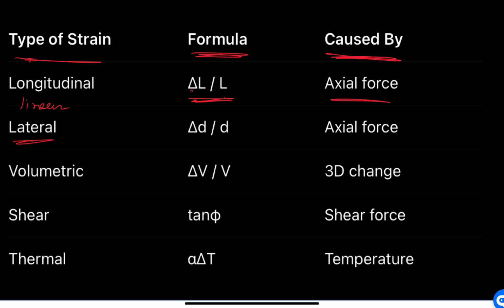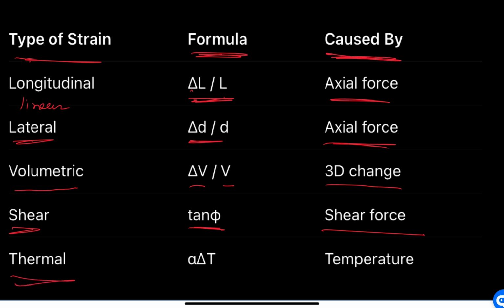Then the lateral strain has its equation, and it's also because of the axial force. The volumetric strain is the change in volume divided by original volume. It's because of the 3D change, because volume, whether for a rectangle or a square, changes in all three dimensions, and due to that the volumetric strain comes. The shear strain is tan phi and is because of the shear force. The thermal strain comes with temperature changes, and its equation is alpha into delta T.